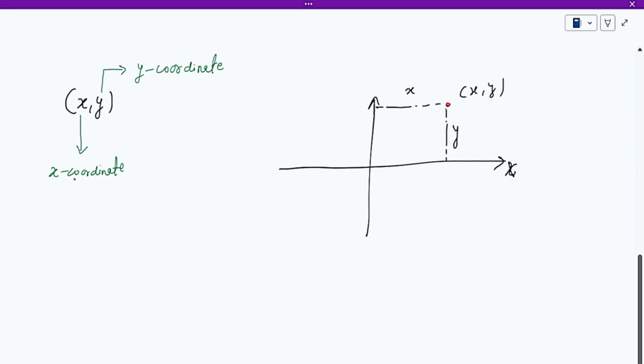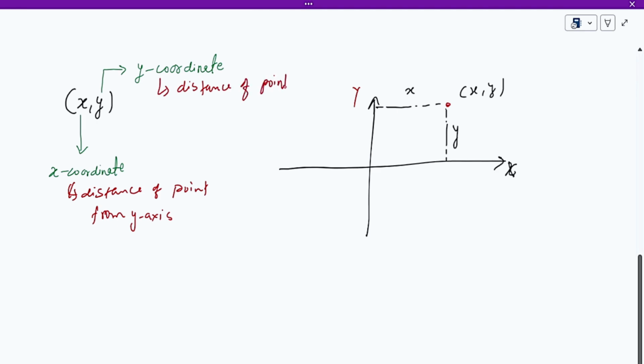So x coordinate means what? Distance from what? This is the distance from the y axis. Right. This is the distance of the point from the y axis. And y coordinate means what? Distance of the point from the x axis.